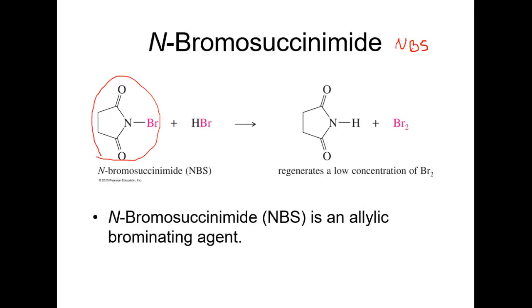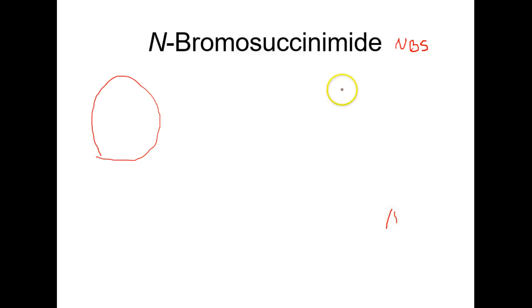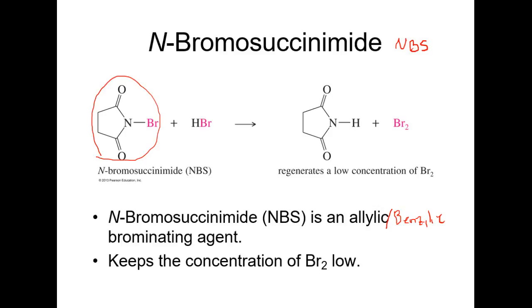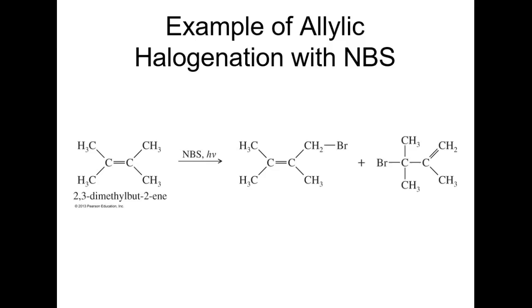So NBS is mostly used for allylic and benzylic bromination. Again, I'm adding the benzylic part of it. Benzylic. So use NBS as opposed to bromine, much better reaction. It keeps the bromine concentration low.